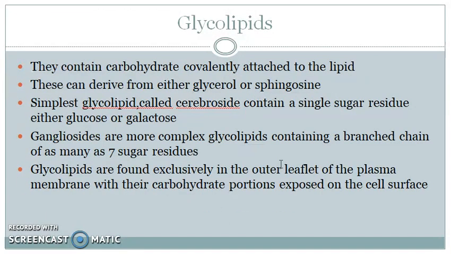Now glycolipids contain carbohydrate that is covalently attached to the lipid. These can be derived from either glycerol or sphingosine. The simplest glycolipid is called cerebroside, which contains a single sugar residue, either glucose or galactose. And the gangliosides are more complex glycolipids which contain a branched chain of as many as 7 sugar residues. The glycolipids are found exclusively in the outer leaflet of the plasma membrane with their carbohydrate portion exposed on the cell surface.